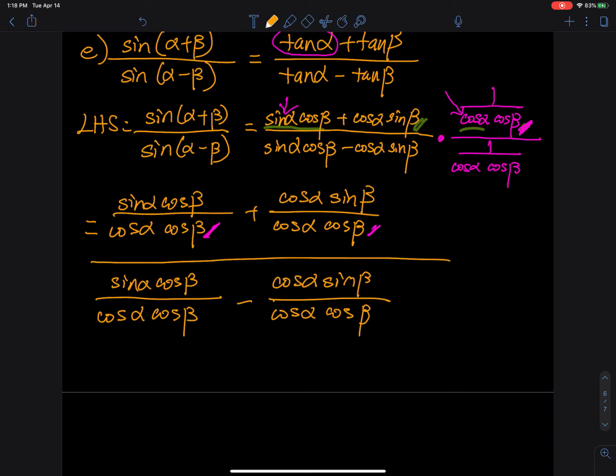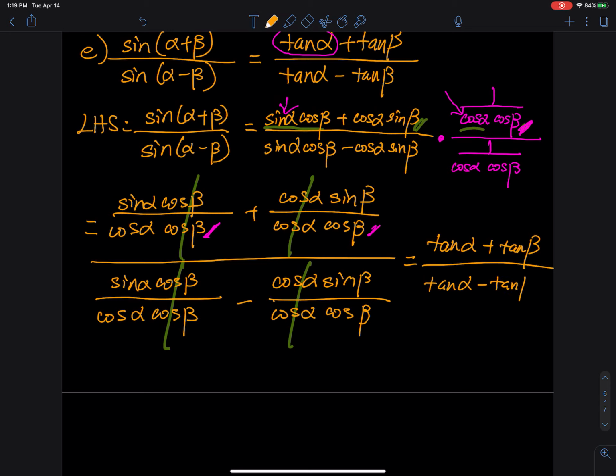Can we do some cancellation? Let's see. Cosine beta, cosine alpha, cosine beta, cosine alpha. So the leftover, what do we have? Looks like we are able to get to the tangent, right? So for the leftover, we have sine divided by cosine alpha, so that is tangent, and then plus tangent beta, and then this is tangent alpha minus tangent beta. So we are done. That is the right hand side. So this is done.